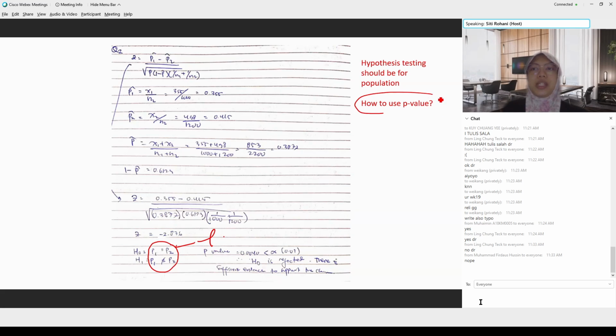Another one here, you use the P value. This is wrong for the P value. I haven't taught you about the P value, right? The P value is not included in our syllabus actually for chapter 4, but I can teach you how to use the P value. Another one, what is wrong with this question is that your hypothesis testing is a two-tailed test. So that means if your alpha is 0.01, you should divide your alpha by 2.